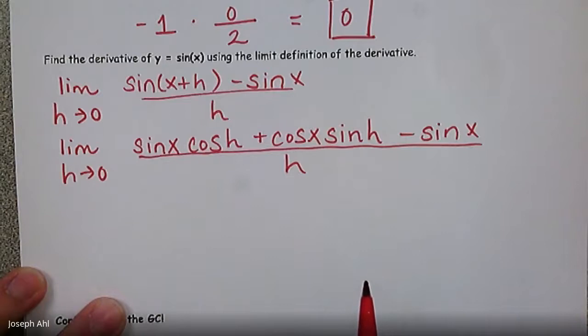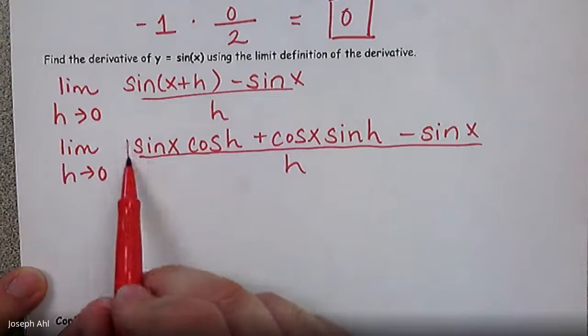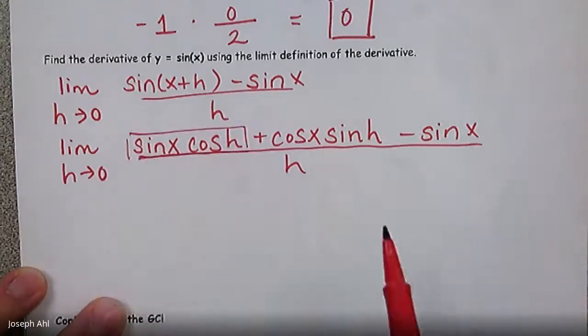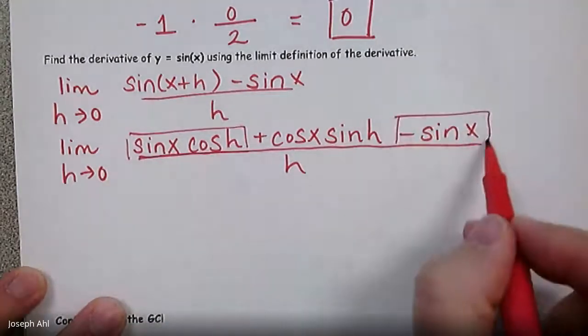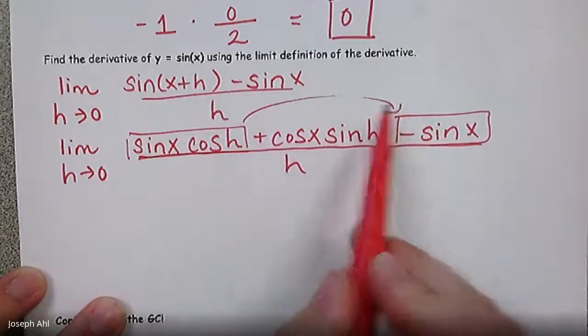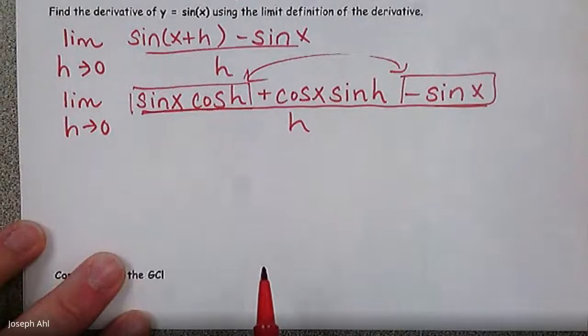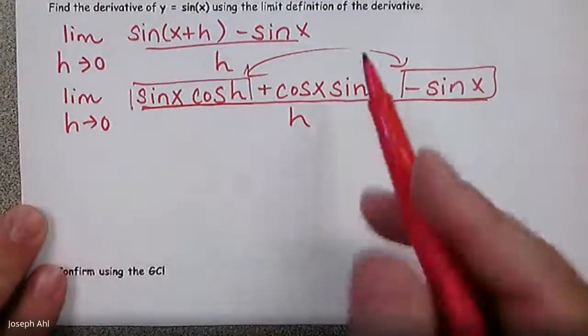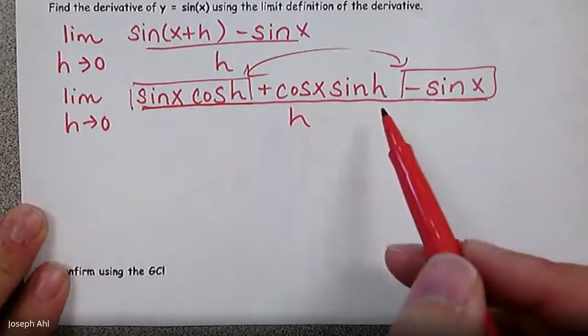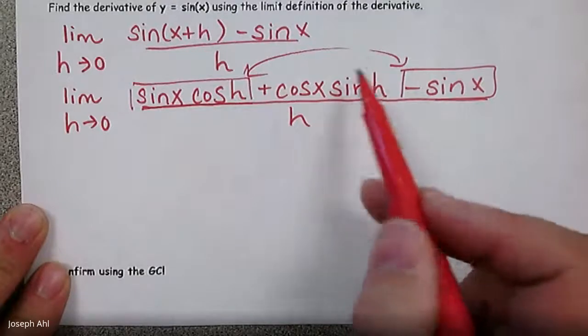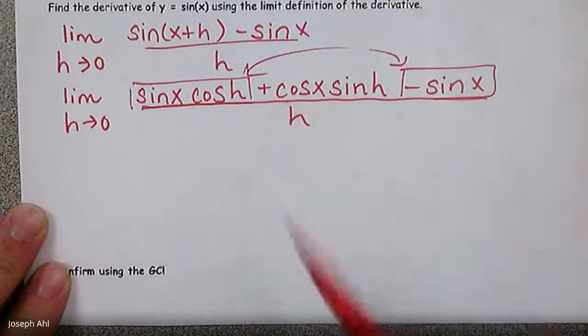Okay, so at this stage in the game, I'm going to do a little bit of selective grouping. I'm going to group this sine x cos h with the negative sine x at the end, because what I know about those two terms is that they have a sine x in common. And if you look at the remaining term, I'm going to wind up separating that from the pack. We've got a sine h that maybe will be over h.